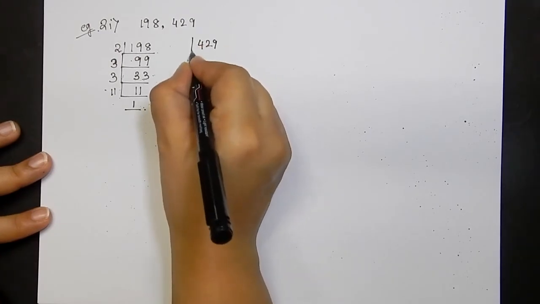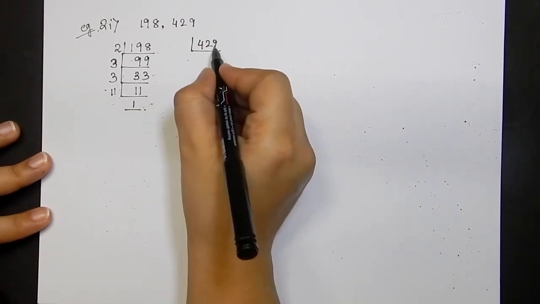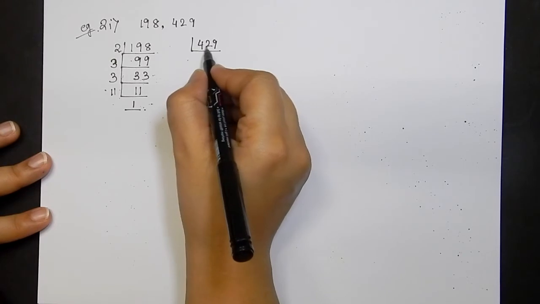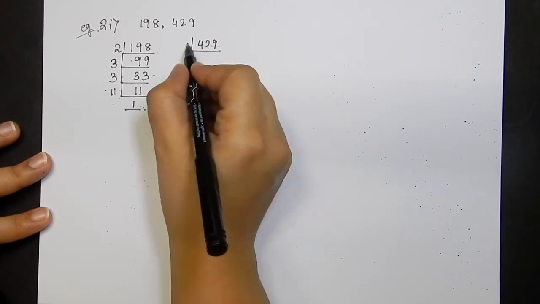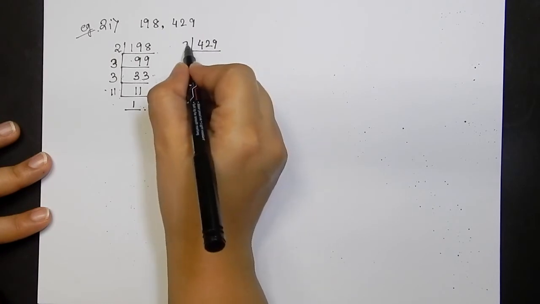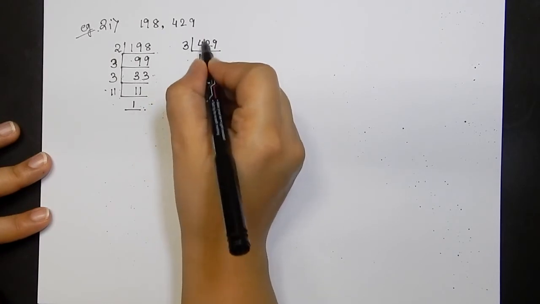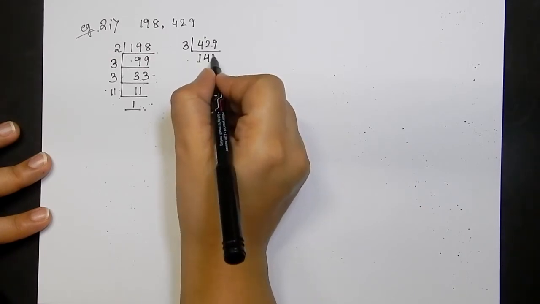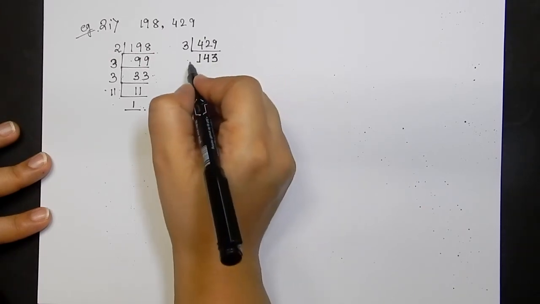429. Now see, it is not divisible by 2 because it is not ending with an even number. Let us try with 3. Let us find the sum. 4 plus 2 is 6, 6 plus 9 is 15, so 3. 3 1s are 3, 3 4s are 12, 3 3s are 9.